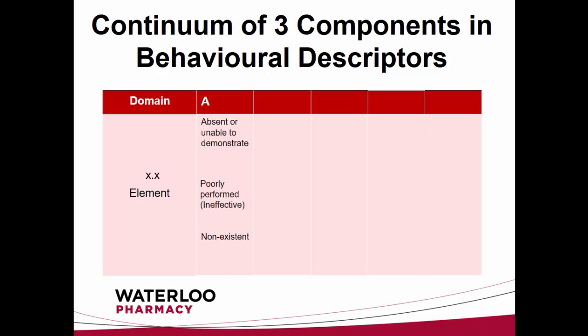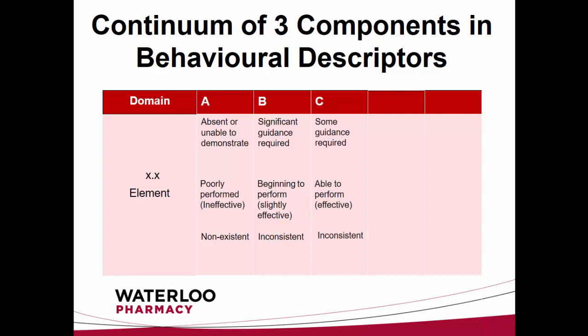A rating in column A would be appropriate for a student who, when given opportunities to demonstrate an element, is unable to do so despite guidance and support. A rating in column B would be appropriate for a student who can perform an element with significant guidance or support, is beginning to be effective, and is inconsistent in their performance of that element. A rating in column C should be given when a student is able to perform an element with some guidance and is effective but not consistent in their performance of that element.